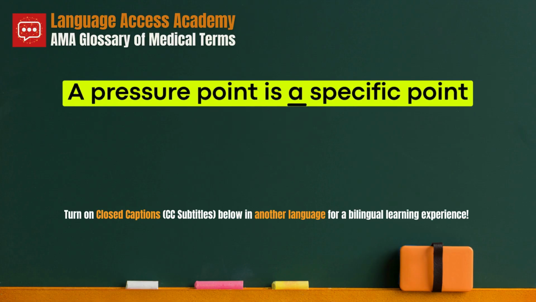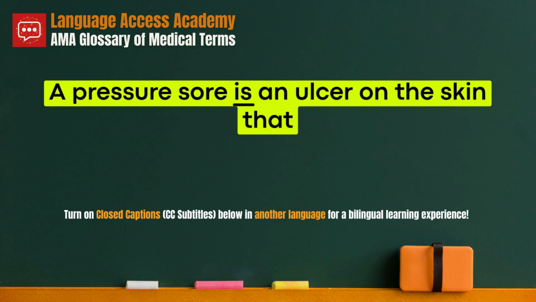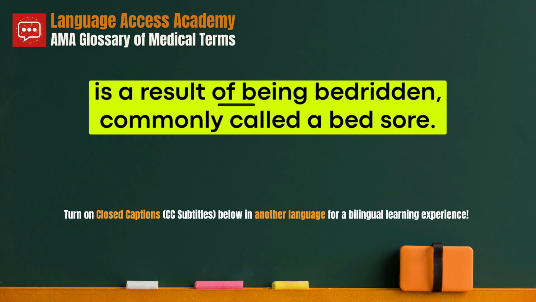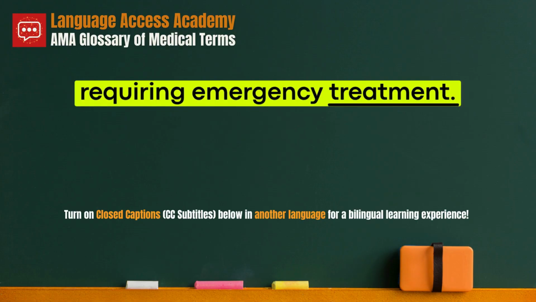A pressure point is a specific point on the body where external pressure can be applied to prevent excessive arterial bleeding. A pressure sore is an ulcer on the skin that is a result of being bedridden, commonly called a bed sore. Priapism is a painful, persistent erection without sexual arousal, requiring emergency treatment.